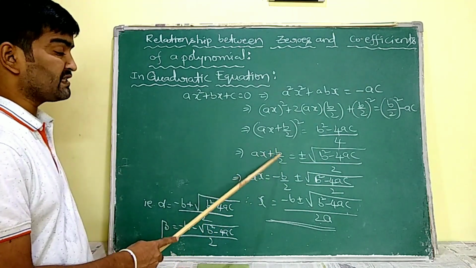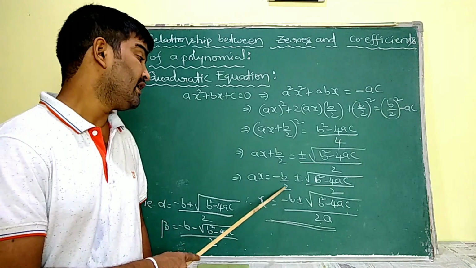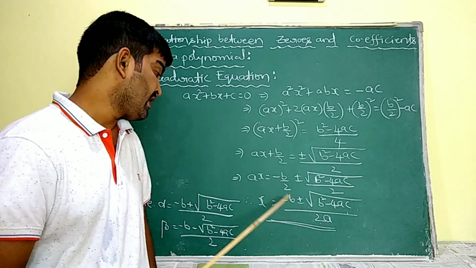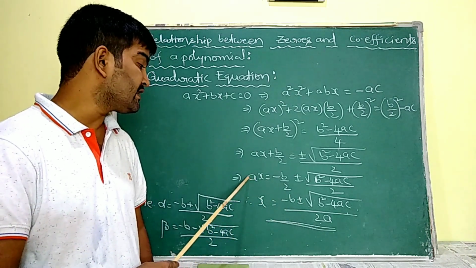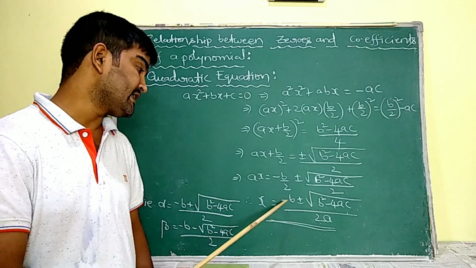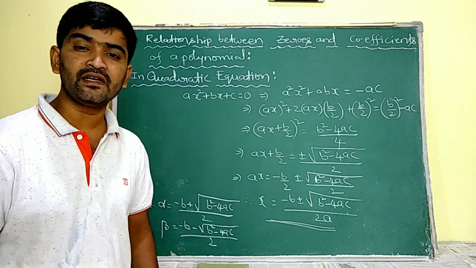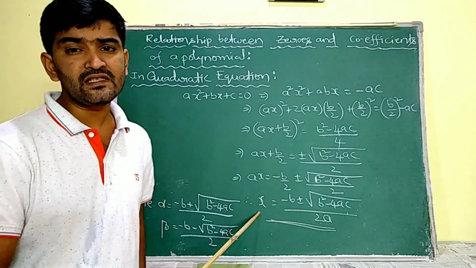ax is equal to this; plus b by 2 goes to that side and becomes minus b by 2, plus or minus root of b square minus 4ac by 2. Here I want only x, I don't want this a. Just transfer this a to the right hand side. Then x is equal to minus b plus or minus root of b square minus 4ac by 2a. This is the value of x.